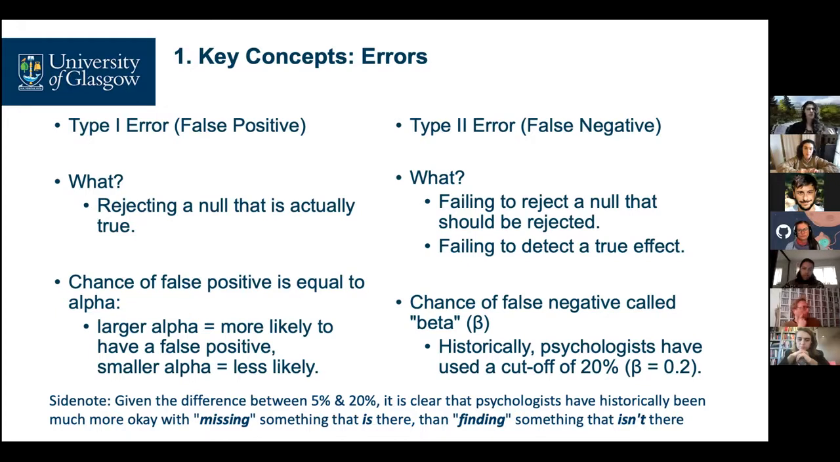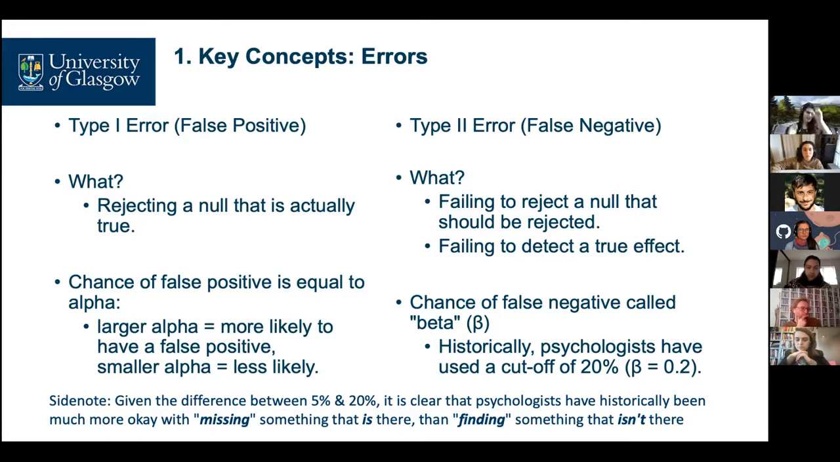And this is when you're failing to reject a null that should be rejected. Or in other words, you're failing to detect the effect that's actually there. You're failing to detect a true effect. And the chance of a false negative is called beta, because alpha is false positive, and now beta is false negative. And historically, psychologists have used a cutoff point, which again is arbitrary, of 20%, or beta as 0.2.